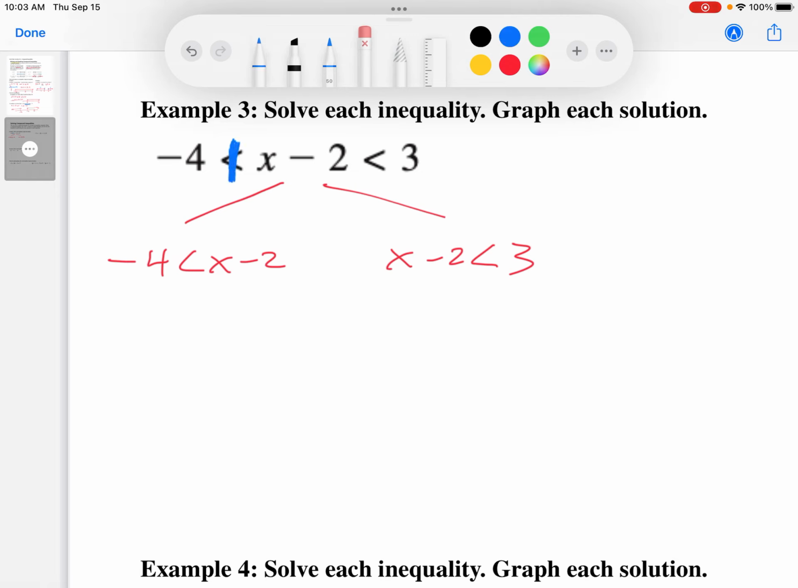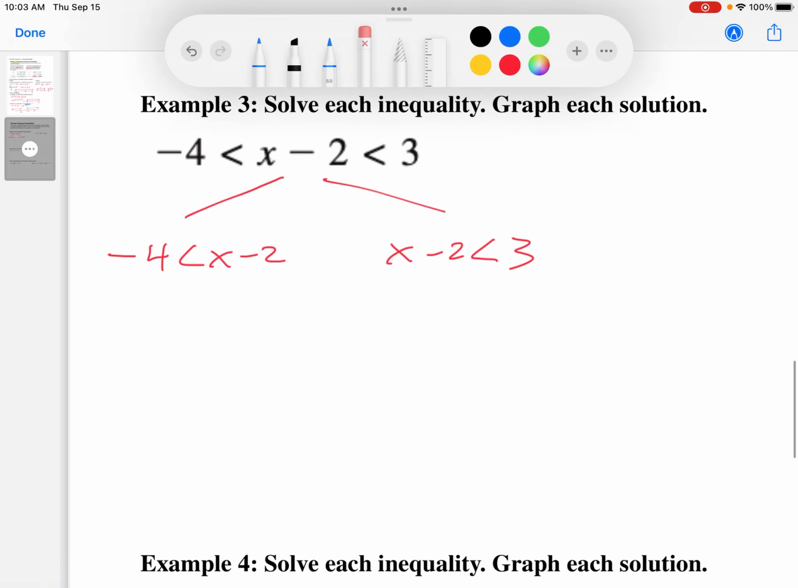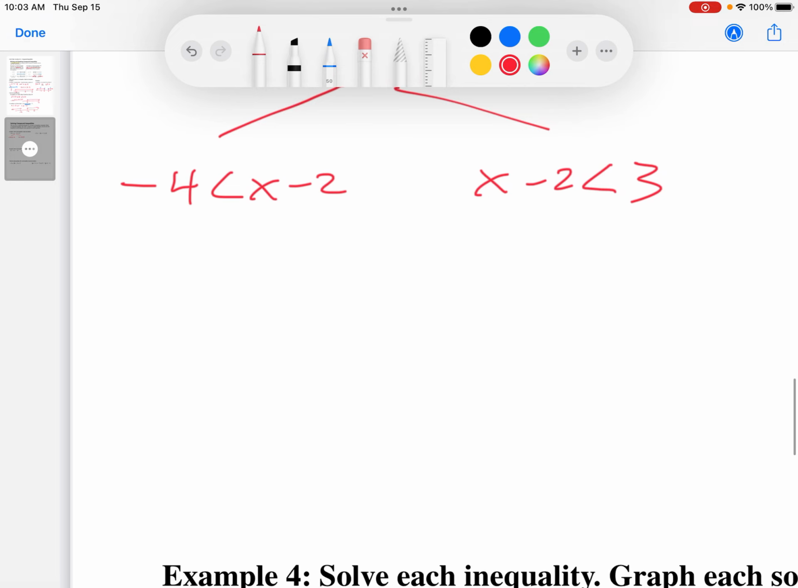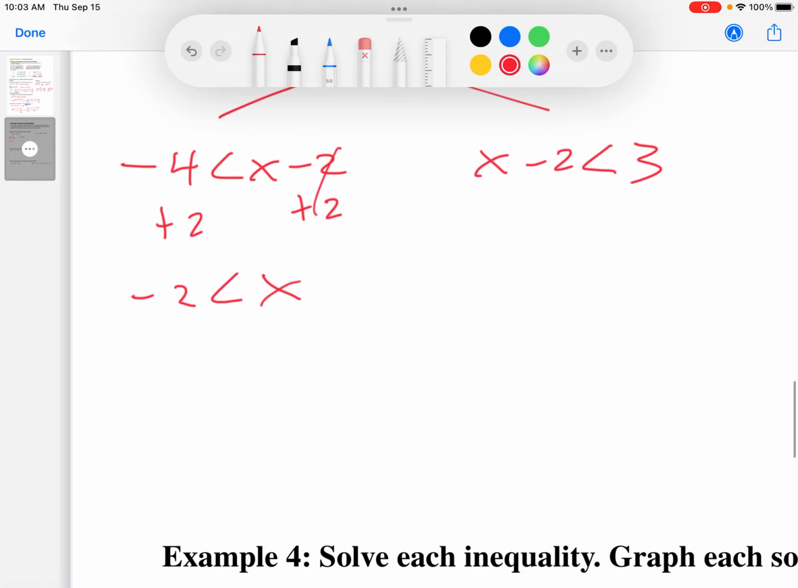I'm sorry, let's back that up. On the first inequality, you make the split right here, and so it's -4 is less than x minus 2. On the second inequality, you make the split right here, and so it's x minus 2 is less than 3. And then what you can do is you can just solve each one separately using basic algebra. So for example, on the first one, you're going to add 2 to both sides. I like to always write the variable on the left, so you're going to flip this back around.